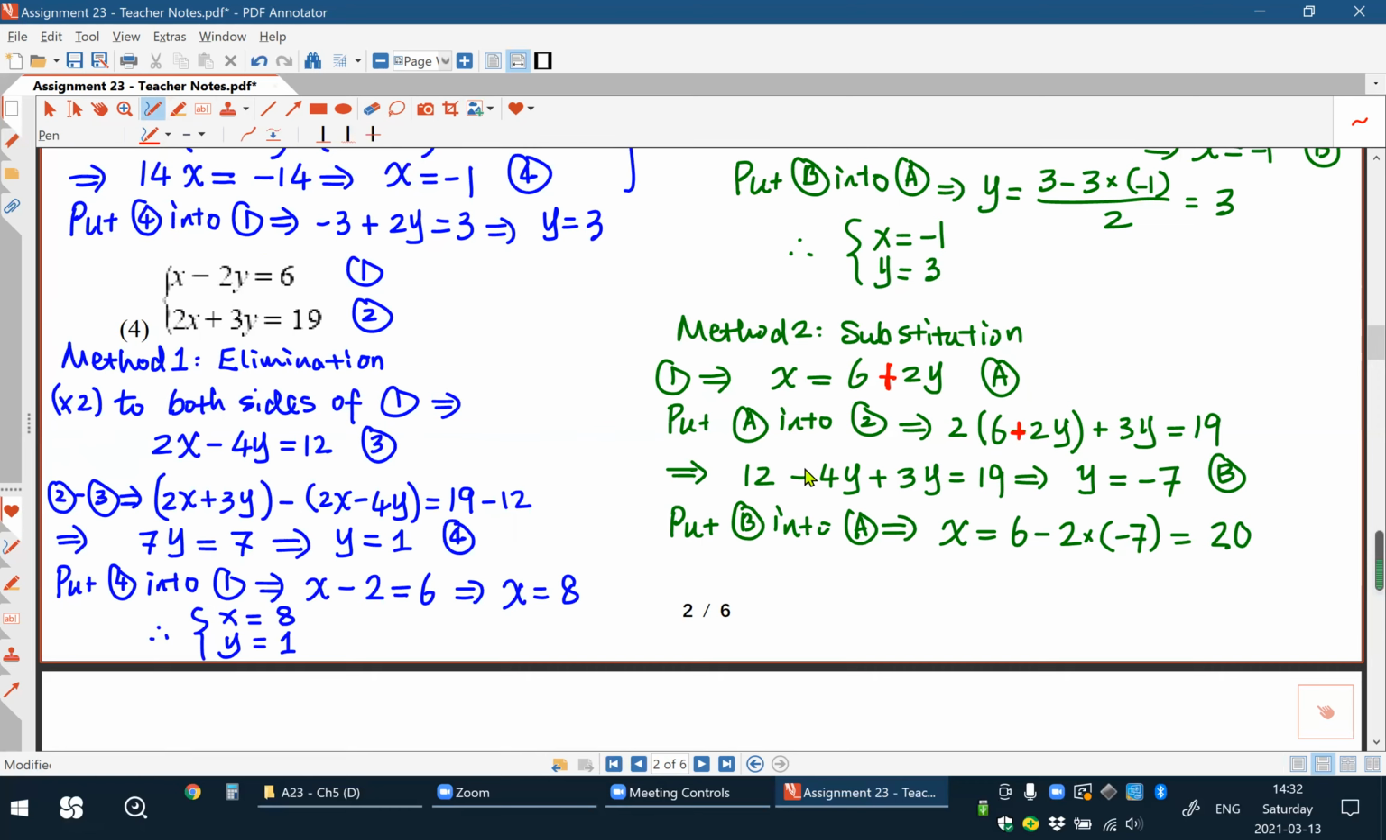So that means 12 plus 4y plus 3y equals 19, right? Okay, so here y should be 1.